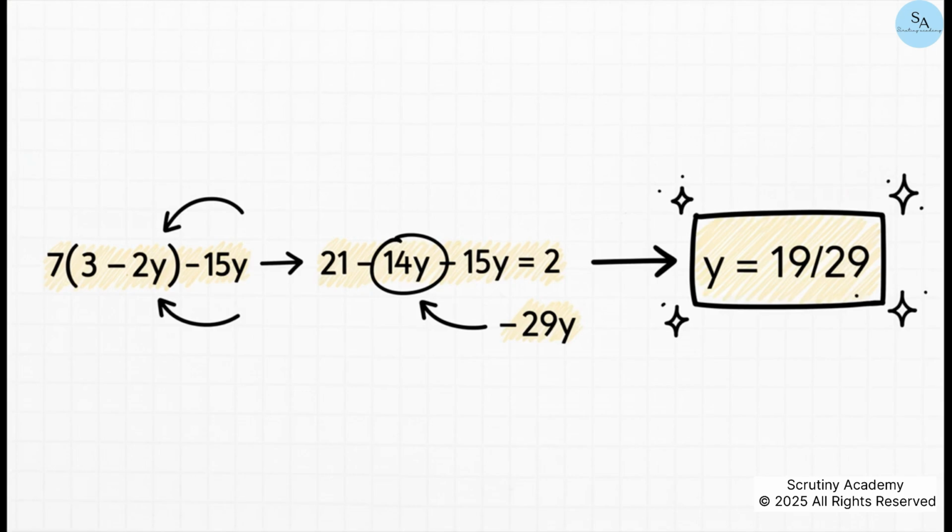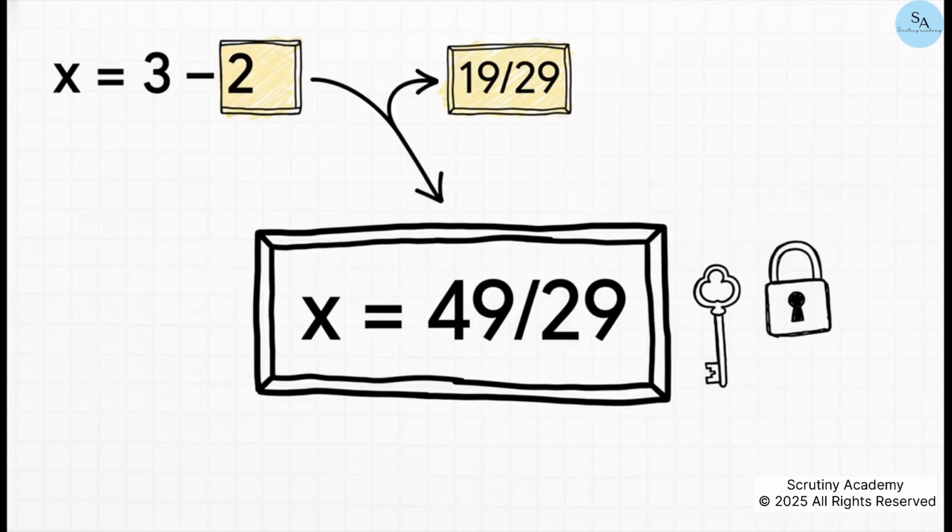And now we're on the home stretch. We just do a little bit of classic algebra, distribute the 7, combine our y terms, and boom! We've got our first piece of the puzzle. We know that y is exactly 19 over 29. And there it is. We take that value for y, plug it back into the equation we made in step 1, and out pops our x, the exact solution, 49/29 and 19/29. See? This is the kind of precision that a graph just could never, ever give us.